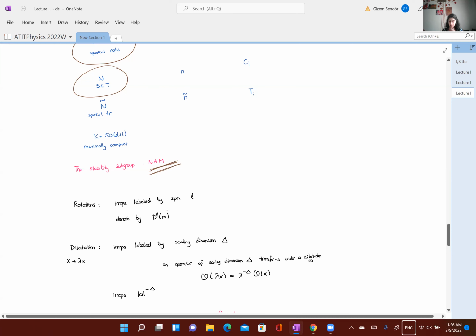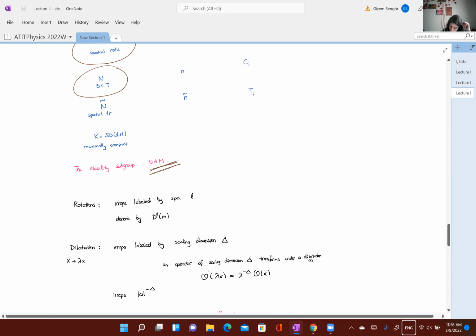Now, dilatations and special conformal transformations were transformations to do with scaling of directions. And in the case of dilatations, this was just scaling by something constant. Now, irreducible representations of dilatations are labeled by what is called the scaling dimension.